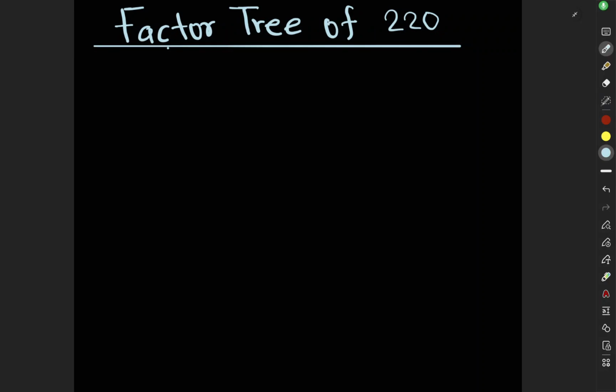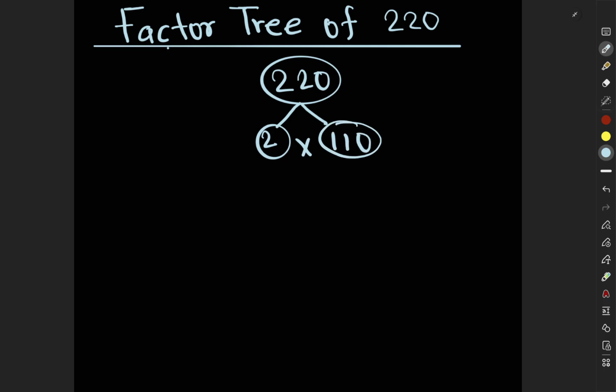Factor tree of 220. So 220 can be written as 2 times 110. 2 times 110 means 220. 110 can be written as 2 times 55. 2 times 55 means 110.